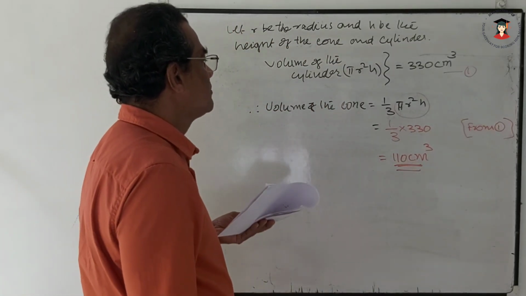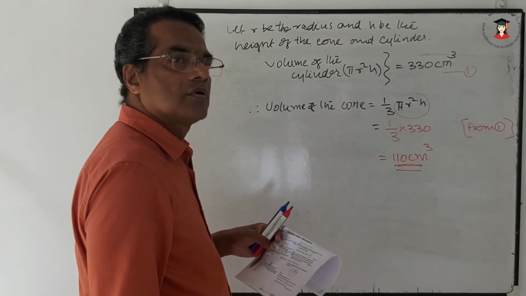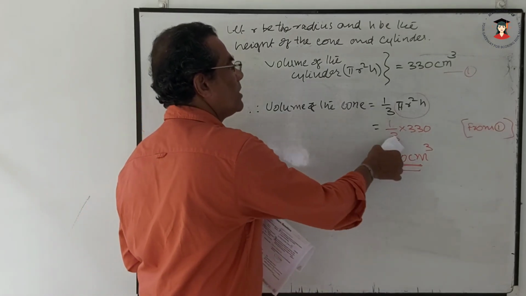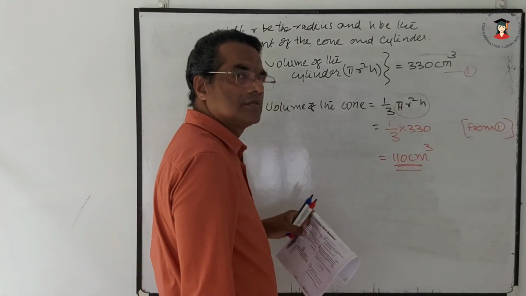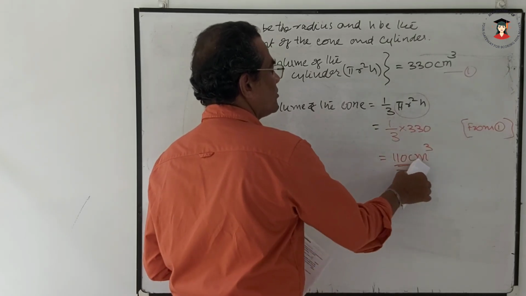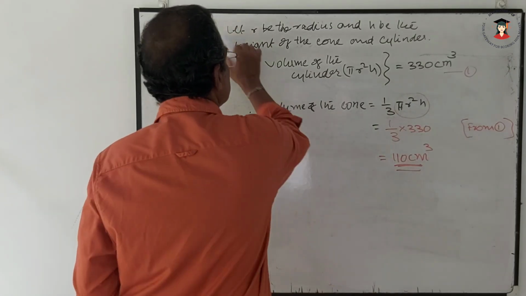So here the volume of the cylinder was given and the volume of the cone will be 1 by 3rd of the volume of the cylinder. Since it is 330, the volume of the cone will be 1 by 3rd of that, which is 110 centimeter cube.